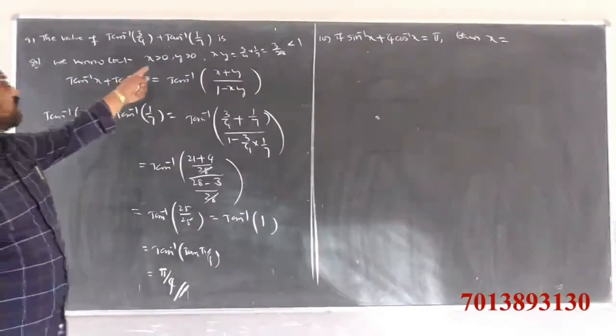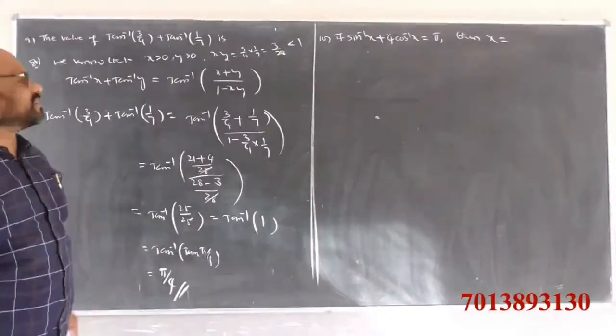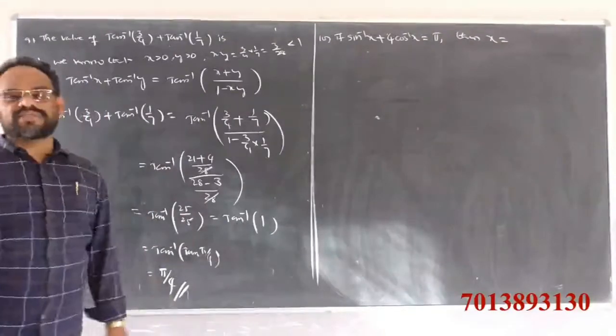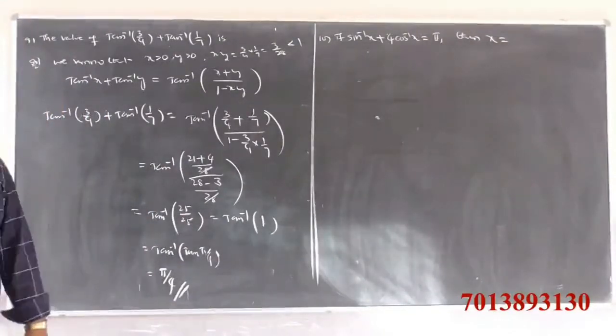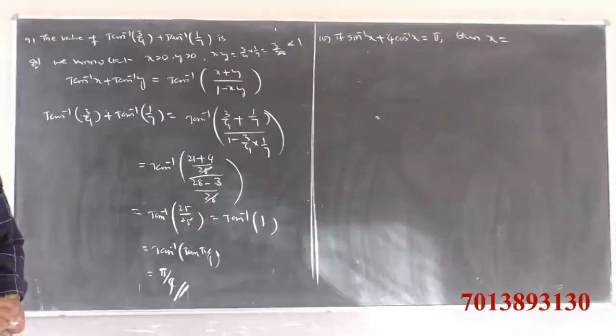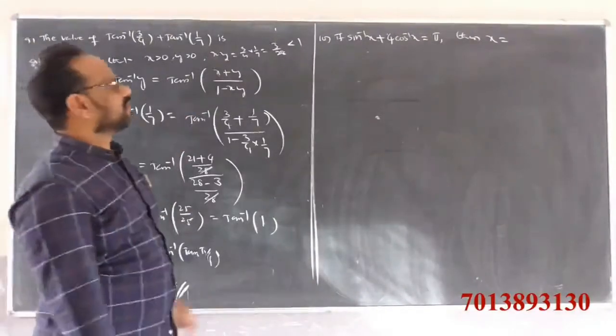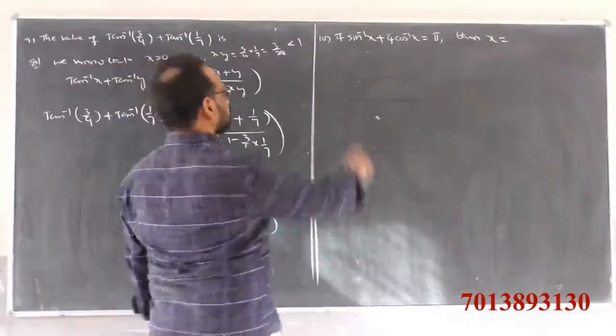So x is greater than 0, y is greater than 0, x into y is less than 1. What is the value of tan inverse of x plus tan inverse of y? It is equal to tan inverse of (x plus y) by (1 minus xy). This is it. Next one, solution.